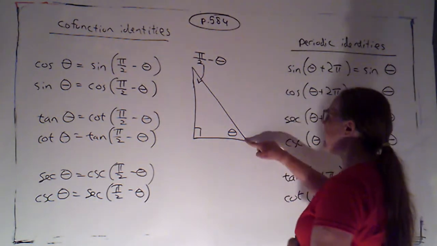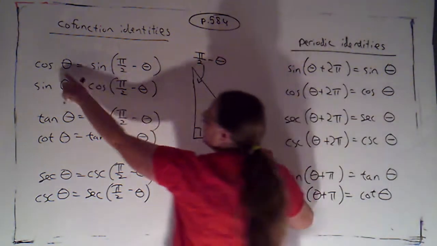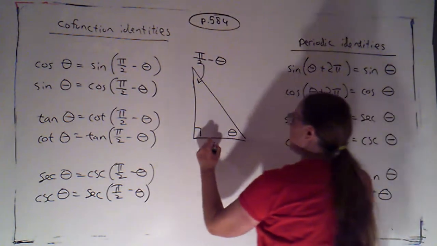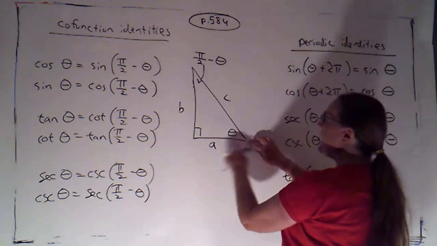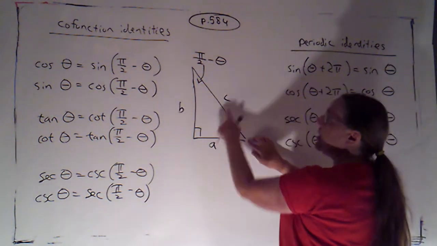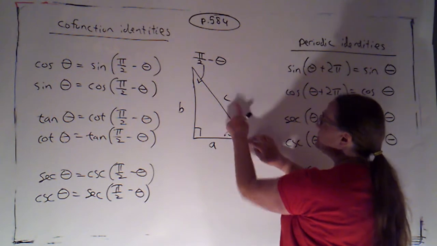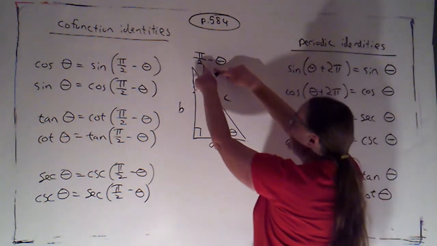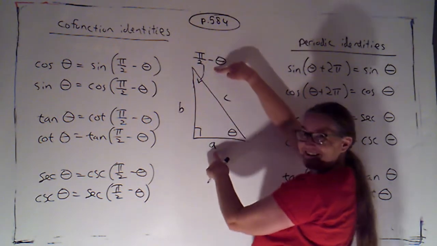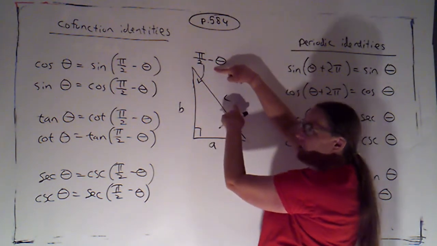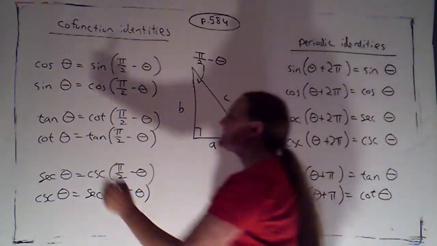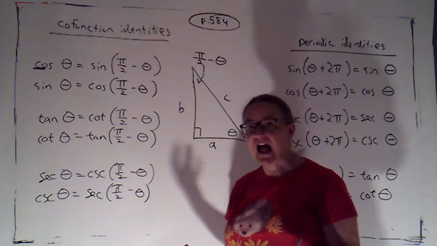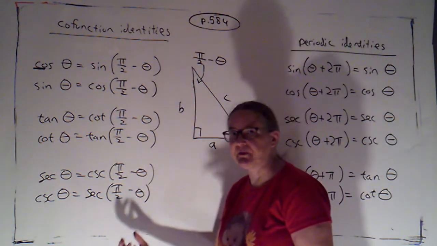So if I were to calculate, let's just look at this first one, cosine of theta, that would be this side here. Let me just label them A, B, and C. A would be adjacent to theta over the hypotenuse, so A over C. But here's pi over 2 minus theta, that's the complementary angle. Sine of that would be the opposite side, which is also A over C. And in fact, that's where the name cosine comes from. Cosine of an angle is sine of the angle's complement.